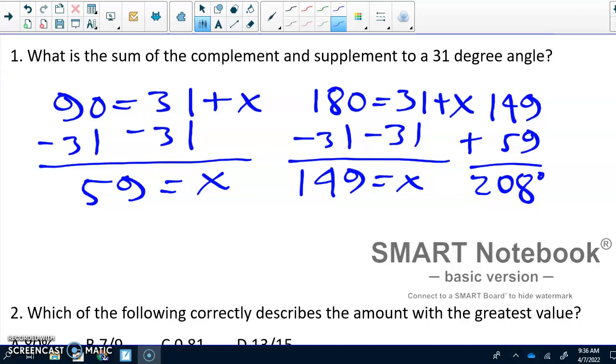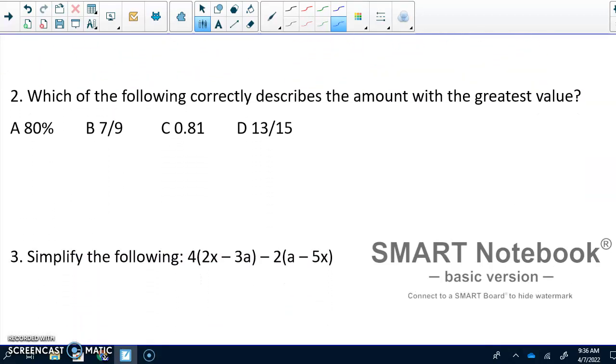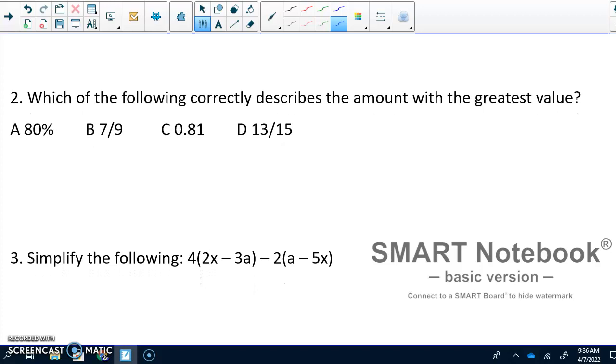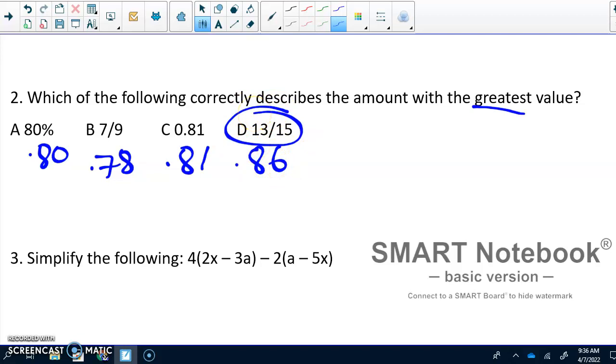Number two, which of the following correctly describes the amount with the greatest value? So we're looking for an amount with the greatest value. So we know that as a decimal is 0.80, and then if we take 7/9 and convert that to a decimal, we get an answer of about 0.78. C is going to give me 0.81, and then if I take 13 divided by 15, it should give me a decimal equivalence of about 0.86. So D is going to be the correct answer.